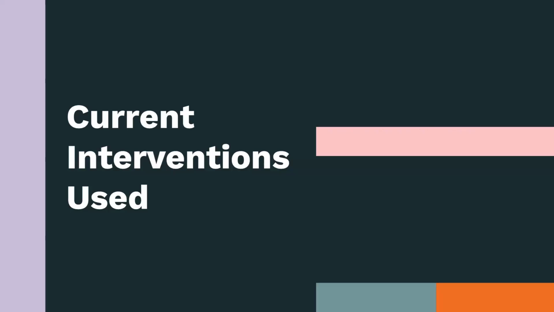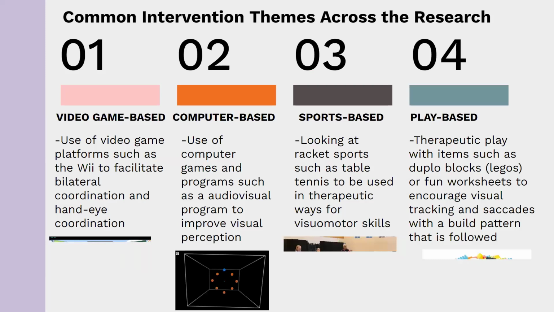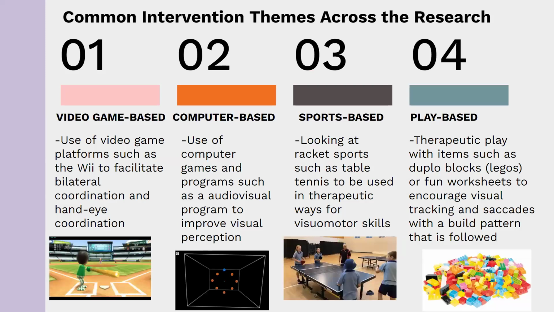So first, we'll be discussing some current interventions used based on the research that was found. Among the 6 articles that I found, there were 4 overarching themes, almost subsets of visual perception interventions, and different modalities used to deliver them. The first thing that I found was being video game based.